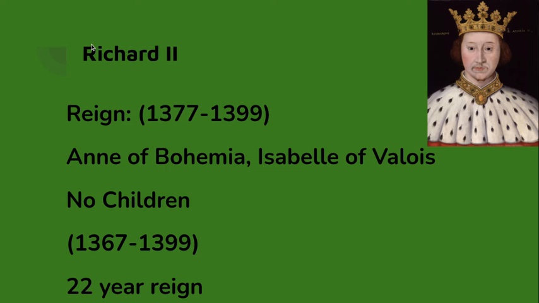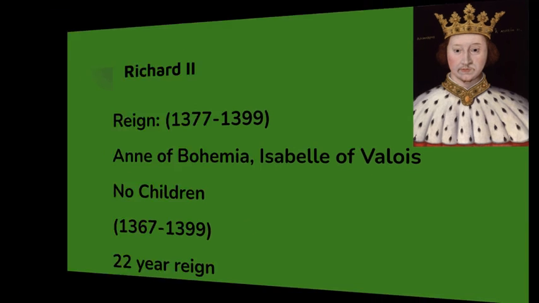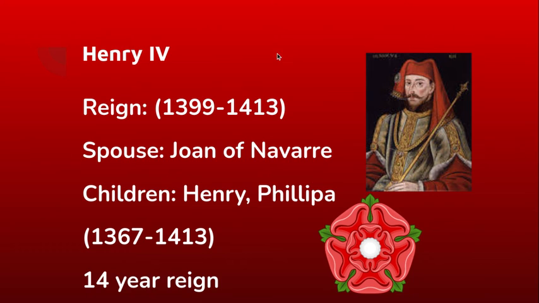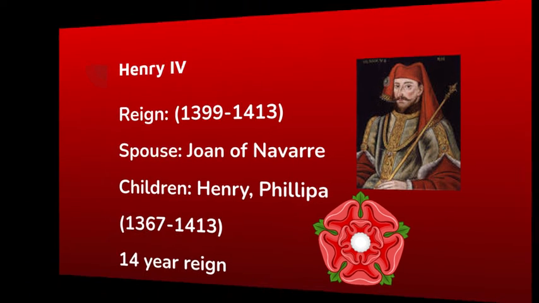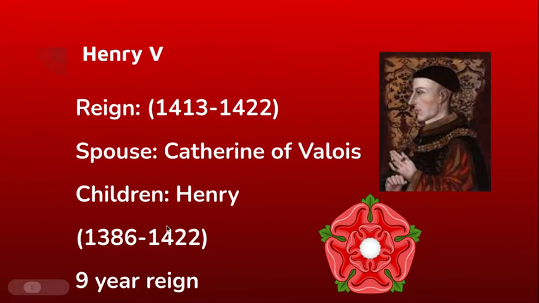So this was King Richard II. He married Anne of Bohemia, who had no children, and Isabel of Valois also had no children. He ruled for 22 years. Then Henry IV, whose wife was Joan of Navarre. He had 2 children, Henry and Phillipa, and he ruled for 14 years. Henry V, whose spouse was Catherine of Valois, he only had 1 son, Henry VI, and he only ruled for 9 years.